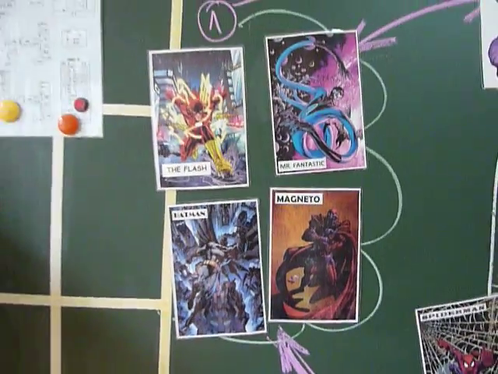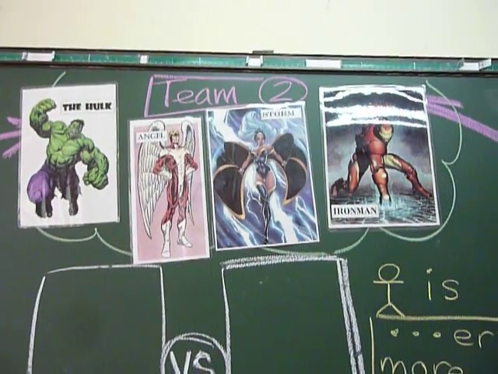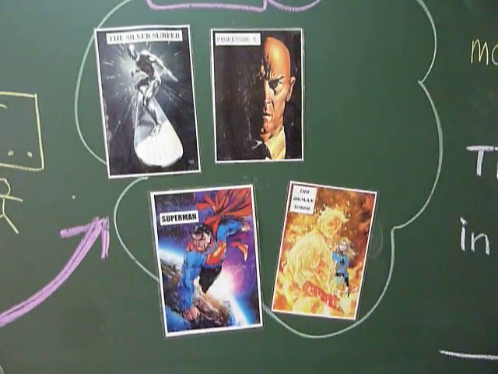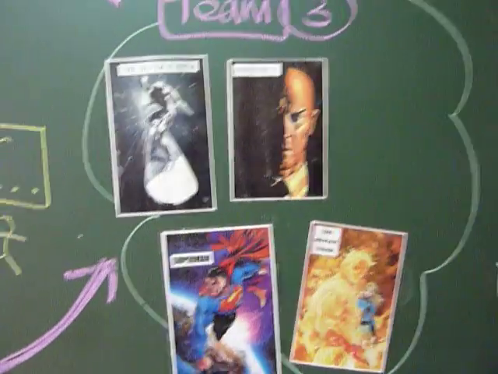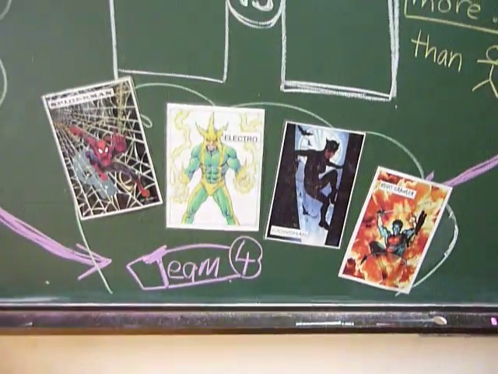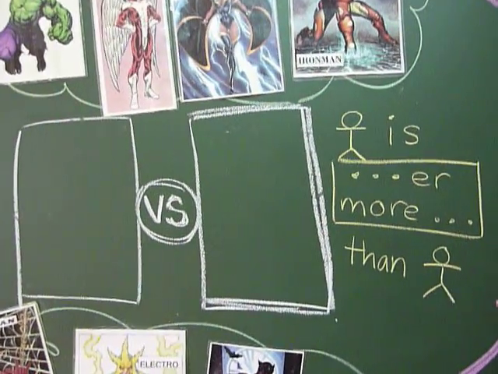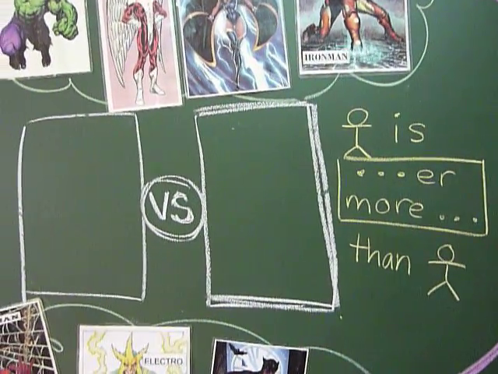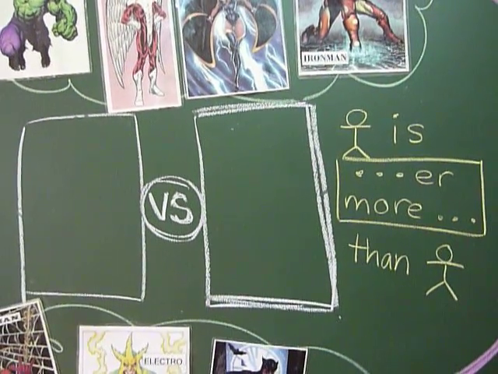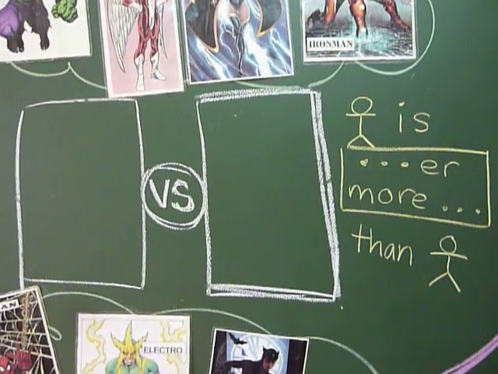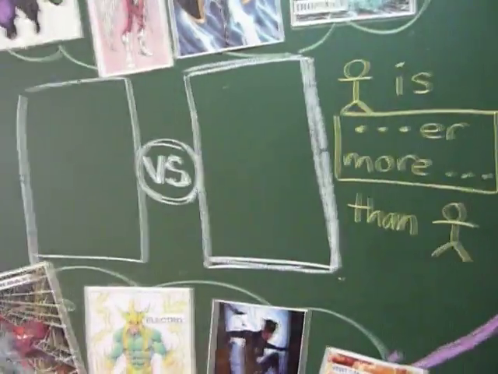So here we have Team 1, Flash, Mr. Fantastic, Batman, Magneto, connected by a line to Team 2, the Hulk, Angel, Storm, Iron Man, Team 3, Silver Surfer, Professor X, Superman, the Human Torch, and Team 4, Spider-Man, Electro, Catwoman, Nightcrawler. In the middle we have a space for versus, which reminds the key grammar: ___ is ___-er than ___, or ___ is more ___ than ___. So these teams are going to fight it out here.